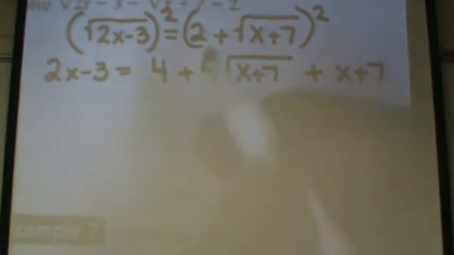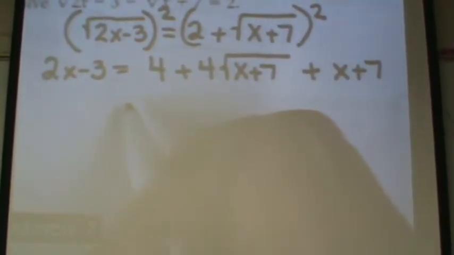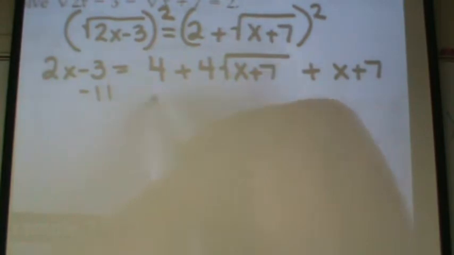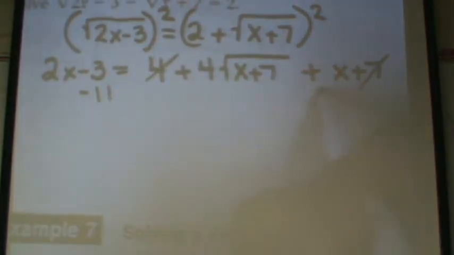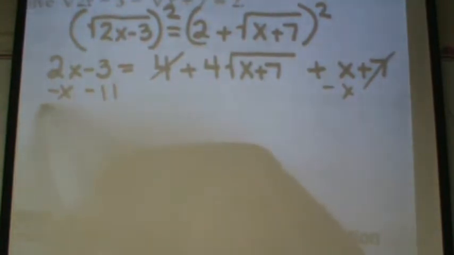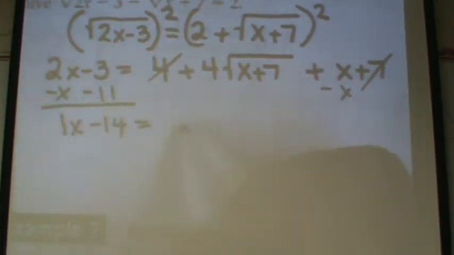Can you add 4 and 7 and get 11? And then subtract 11. Can you do that all in one shot? So 4 and 7 is 11. So subtract 11. So those are gone. And then subtract x. Everybody see what I did? So you have 1x minus 14 equals 4 root x plus 7.